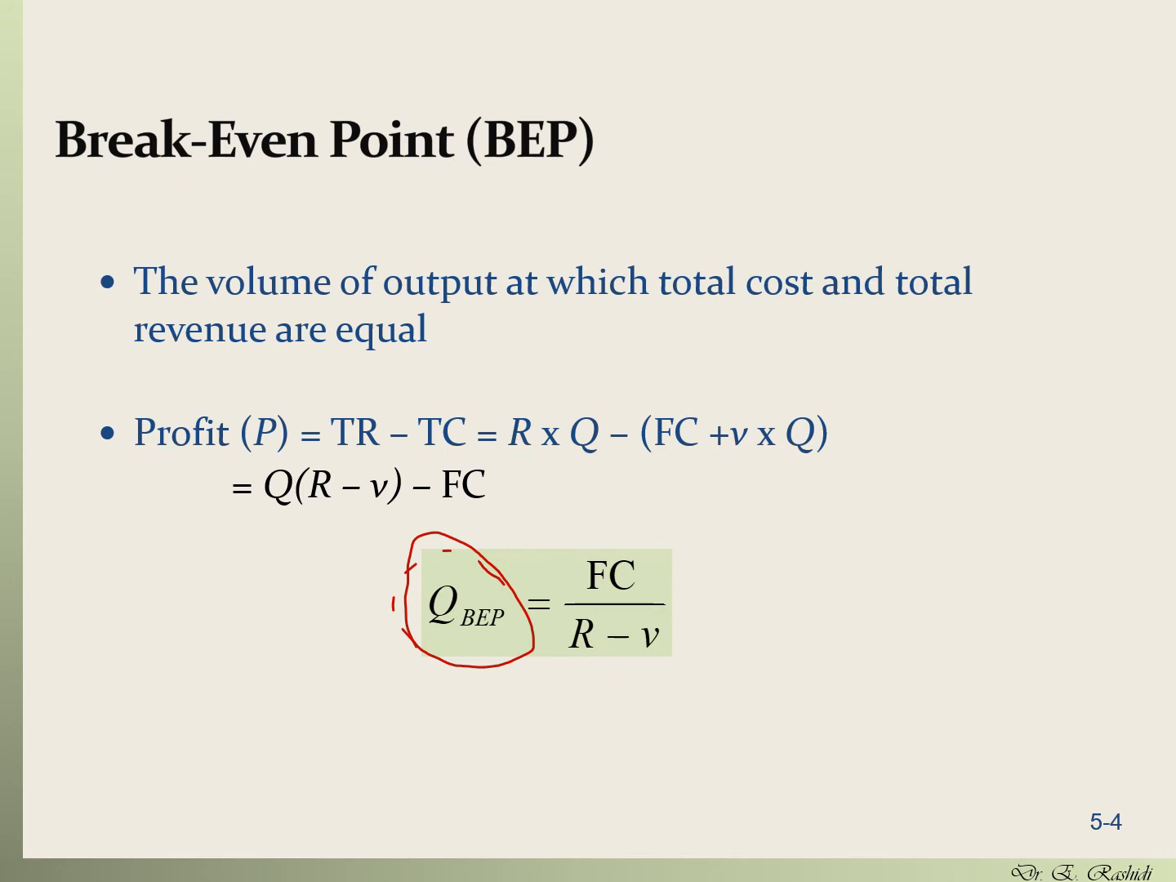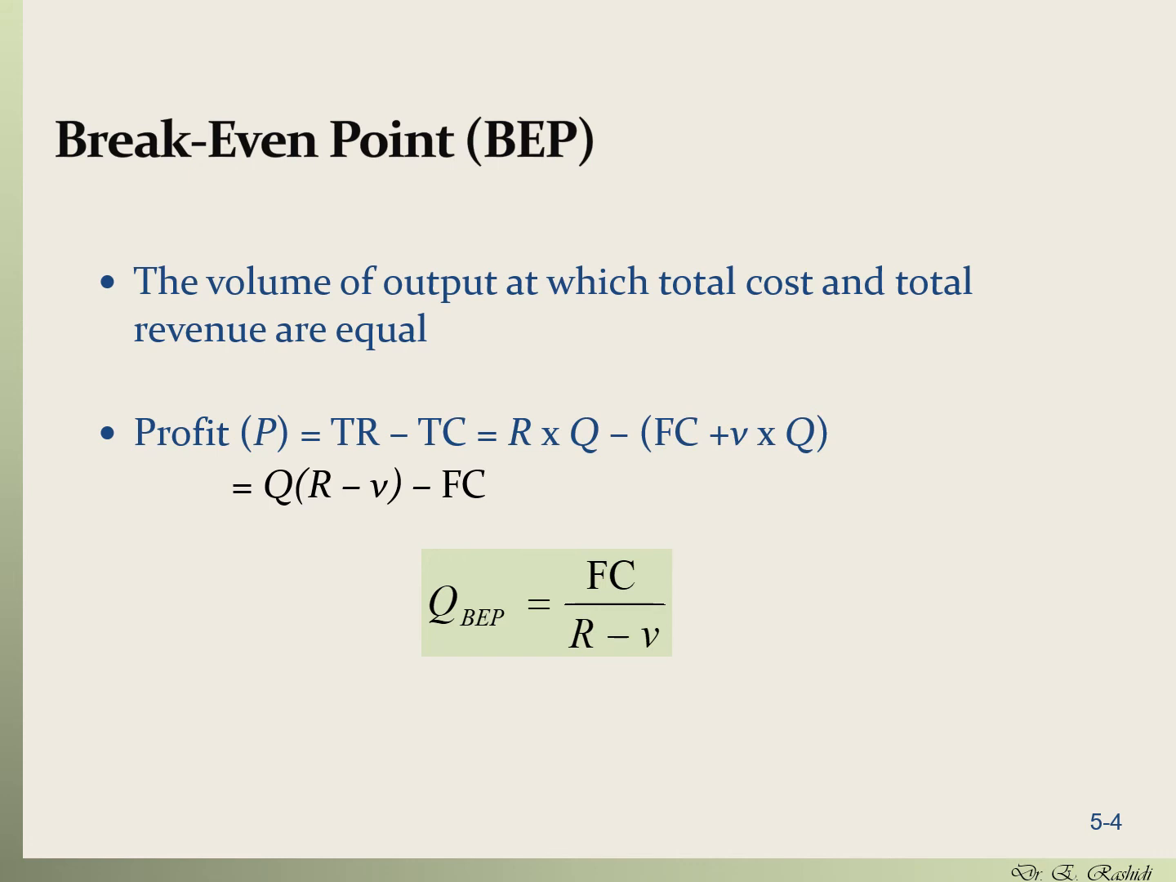The total revenue is equal to total cost. So if you produce and sell more than QBEP, you're going to make money. If you produce and sell less than that, you're going to lose money. So it is important to have this break-even point for your analysis, and also for considering and comparing multiple alternatives.